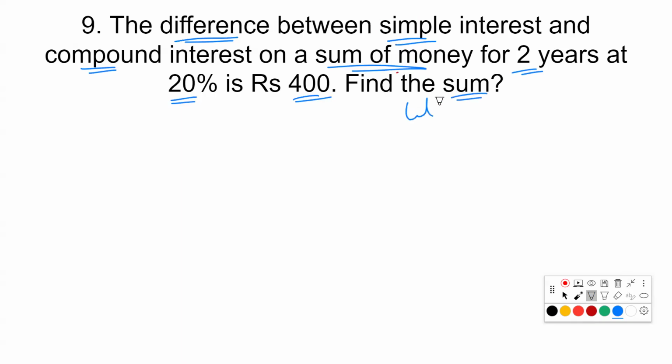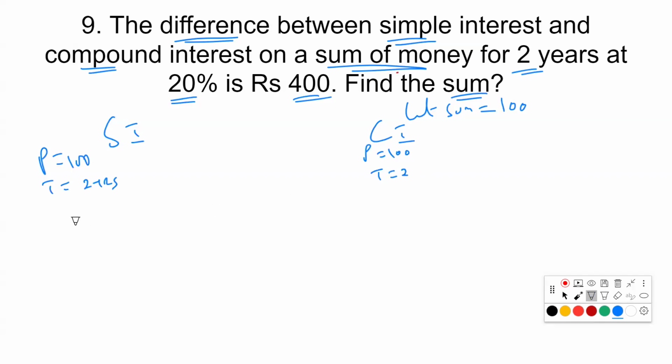Because I don't know, let the sum be equal to 100 and let's see what difference we'll get. So here SI calculation, here CI calculation. So principal is 100. In both the instances, principal is 100. What is the time period? Time period is 2 years. Again, 2 years time period here also. And what is the rate of interest? 20% is the rate of interest. So what will be your simple interest? Simple interest is P into T into R by 100. Got it? So simple interest is 40 rupees.